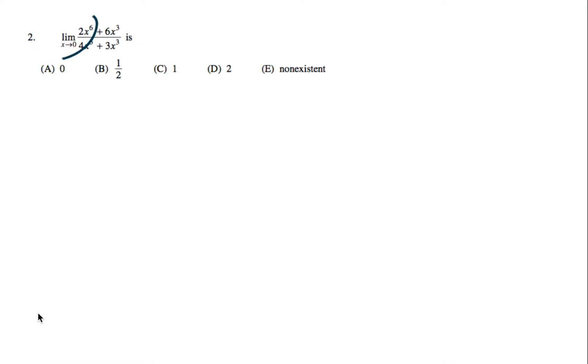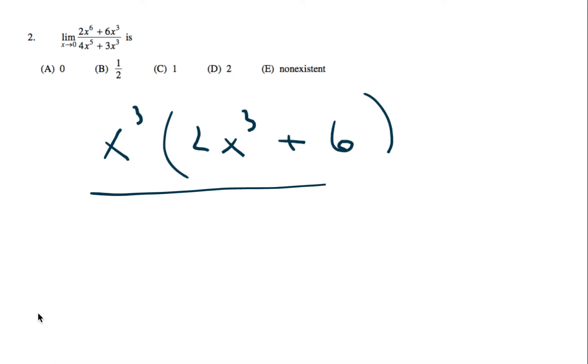So what we need to do, let me just make this a little clearer here, is factor the numerator and the denominator. This is not a quadratic, but we can just use simple Algebra 1 factoring techniques to take out the greatest common factor. So let's go ahead and do that. We look at the top, and x cubed can be factored out, leaving us with 2x cubed plus 6. And additionally, on the denominator, we can factor out x cubed as well, leaving us with 4x squared plus 3.